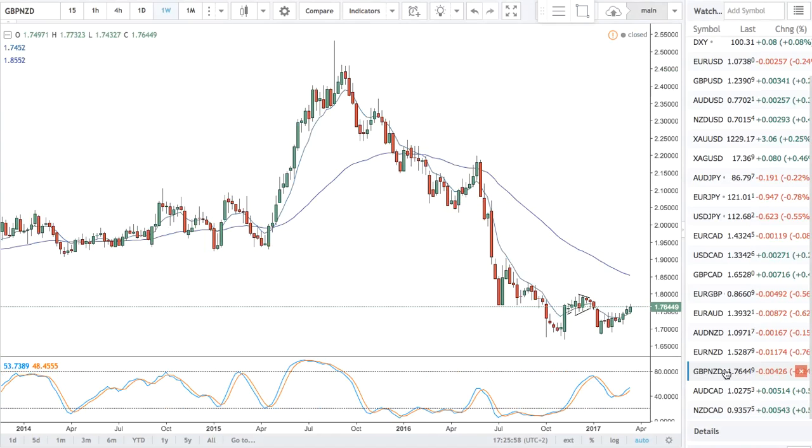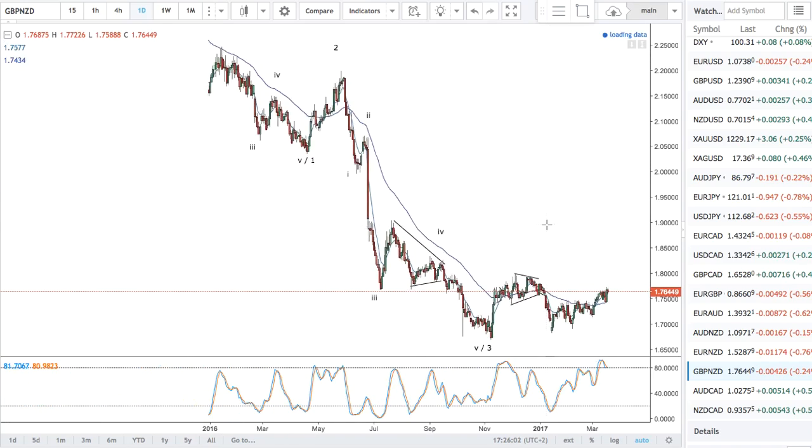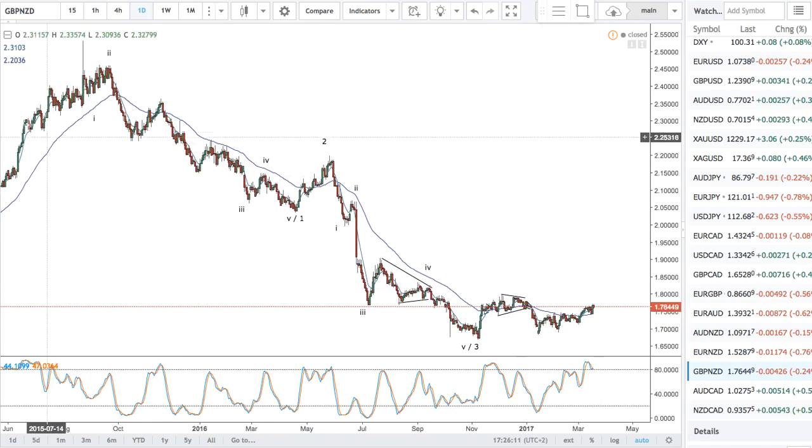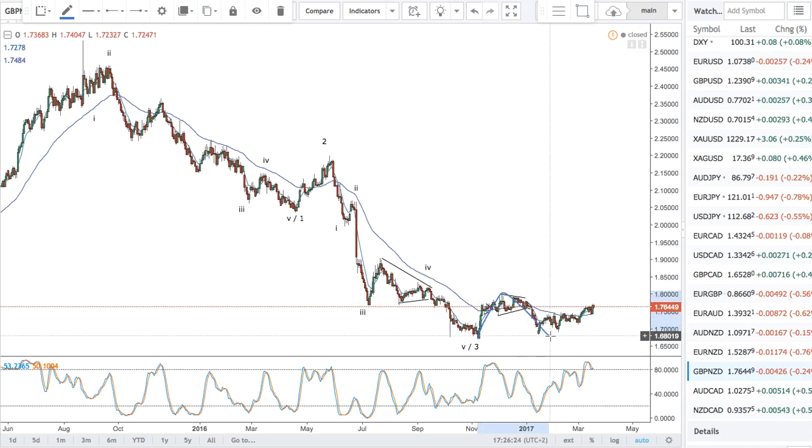Okay, I'll deal with some pound pairs. I wanted to trade this, but it did not work out for me. Three waves down into 2016. I've been trading this as four. Two scenarios. A lot of pound pairs are in four. Cable's in wave four. Pound New Zealand's in wave four. Pound Canadian is in wave four. Two ways to look at this, same as on cable. A, B, C, D, E, and down.